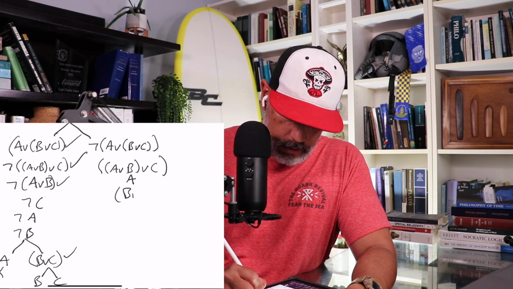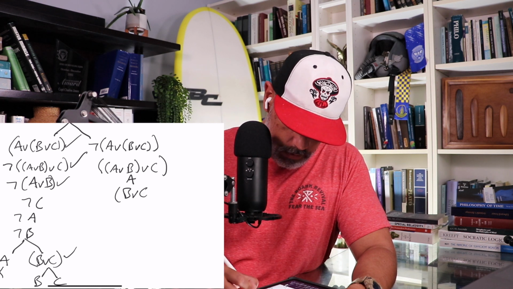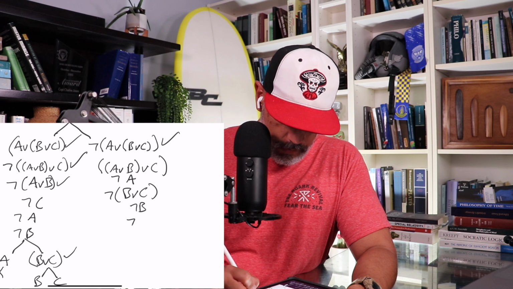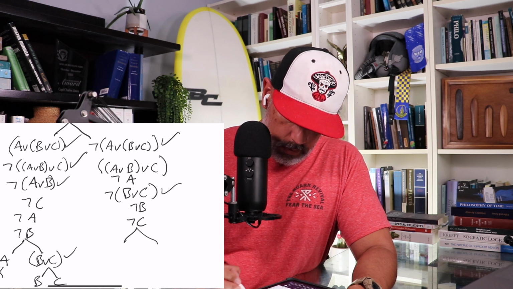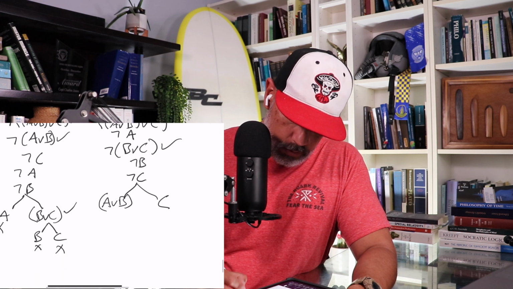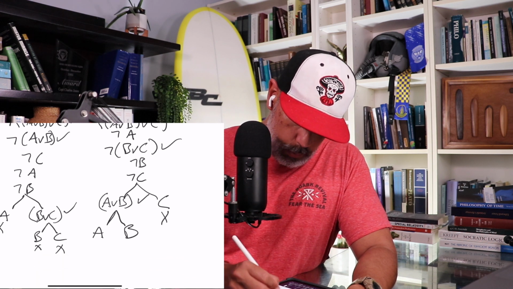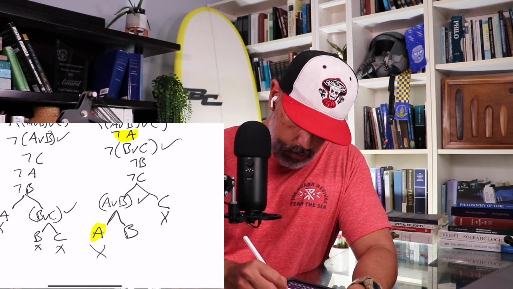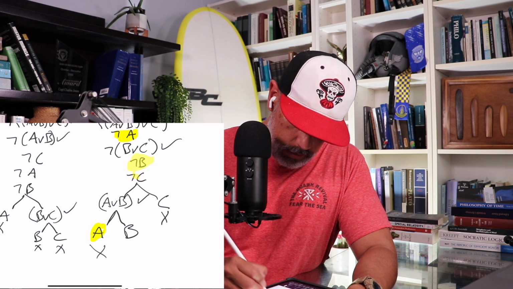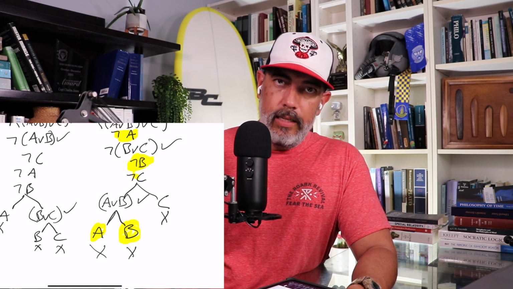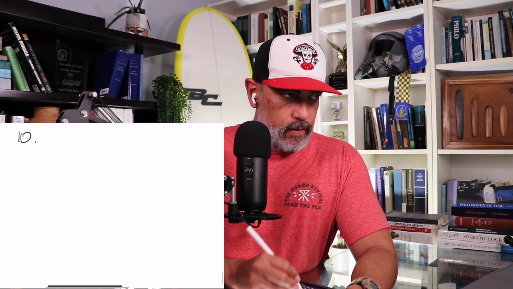Negation of the disjunction. Now the negation of not B or C, and now our other disjunction. The C and the not C close. We have a not A up here and an A here. Close. A not B right here and a B right here. Close. This is a tautology. Number 10.